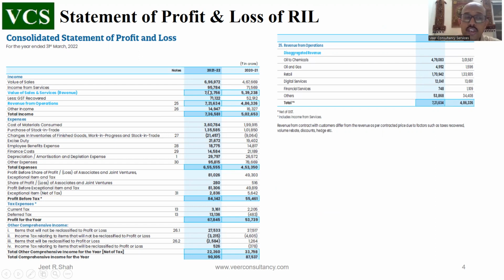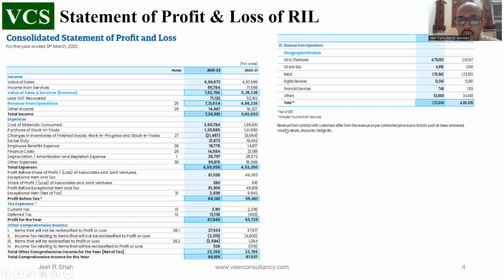So we have two revenue streams, but there are so many segments of business. Okay? Which are the revenue streams? There are two: one is sale of goods and the other is income from services. These two things, and then that sale of goods has so many other segments. So we can say that we have over here the oil to chemical business giving us this much of sale, 4,79,083 crores. Oil and gas business is giving 4,925 crores. Retail gas giving 1,70,000 crores. Digital services are giving 12,041 crores, and so on and so forth. So at the end, totally it comes to 634 crore rupees. Okay.